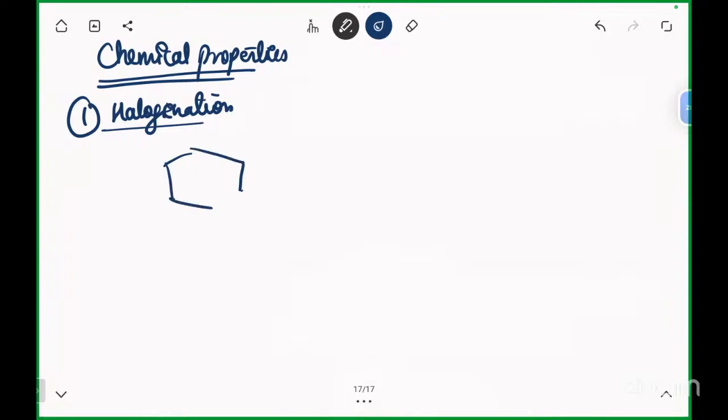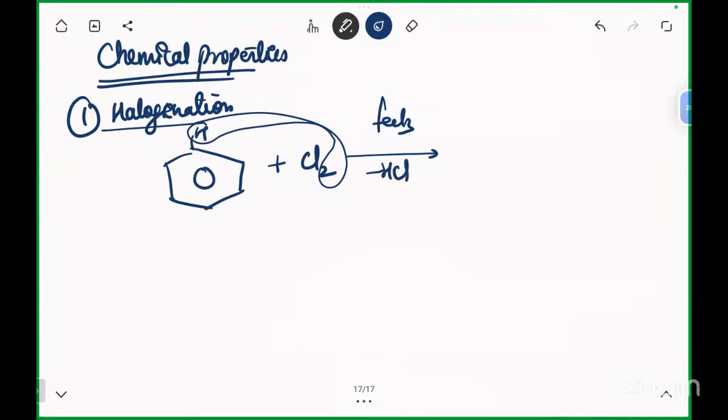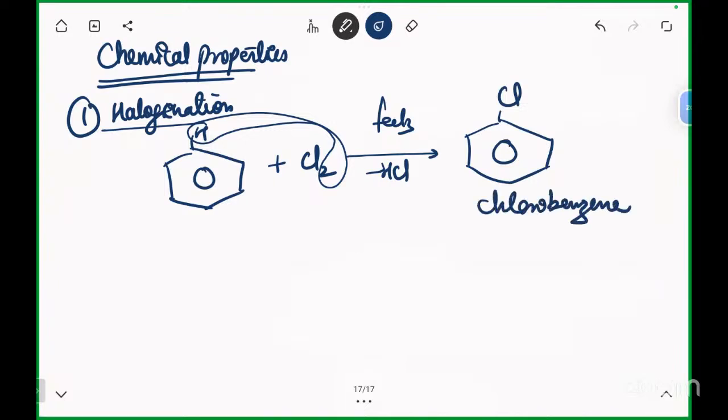So benzene, when it reacts with Cl2 in the presence of FeCl3, one of the hydrogens from here will take one Cl and give out an HCl molecule, and the remaining Cl will bind over the benzene. It will form chlorobenzene.